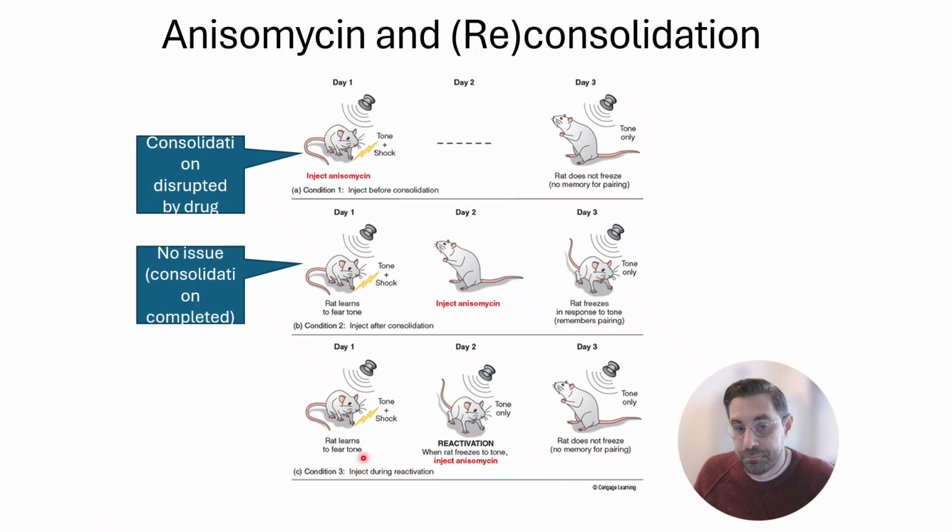What I can do then to demonstrate reconsolidation is I can teach the rat to fear the tone on day 1. And then on day 2, instead of just injecting anisomycin, I can remind the rat that the tone is scary, play the tone and have it freeze. And then when it's reactivated, I inject anisomycin. And what we find is that when I have the rat remember that the tone is scary and inject anisomycin, I disrupt reconsolidation and the rat no longer is scared of the tone on day 3.